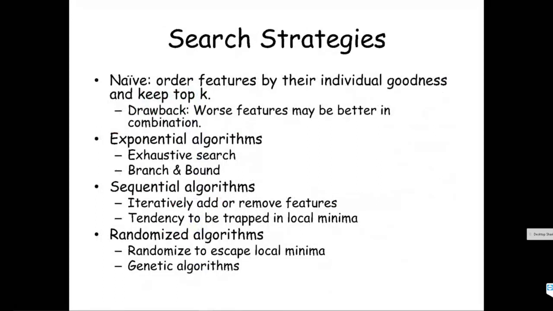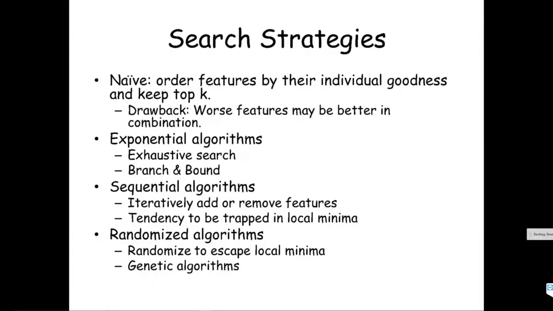So I described this strategy, the forward strategy, where you add one feature at a time. That has problems, right? It may not find the best combination because early on I may make a bad choice, and then it makes it so that I'm not able to explore all possible subsets. So the nice approach is to order features by the individual goodness and then keep the top K. And this individual goodness can be based on either a filter method or a wrapper method.